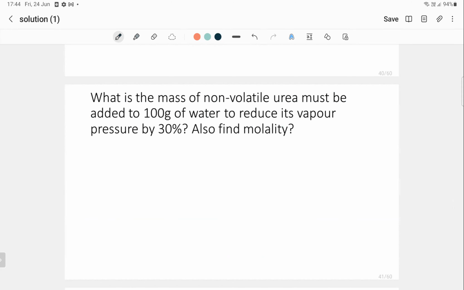See, your mass is totally 100 grams of solvent, the volatile one. In the previous one, the solute we added was very small, so we neglected it. But if you are adding enough solute to reduce the vapor pressure by 30%, definitely your solute is more in number, so you can't neglect it.